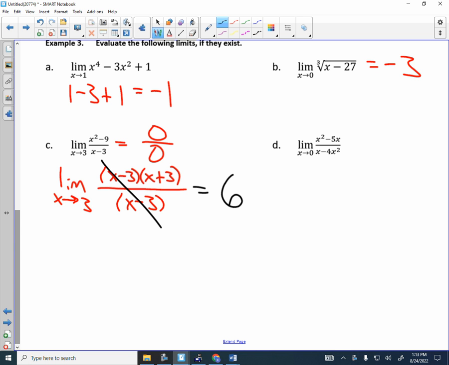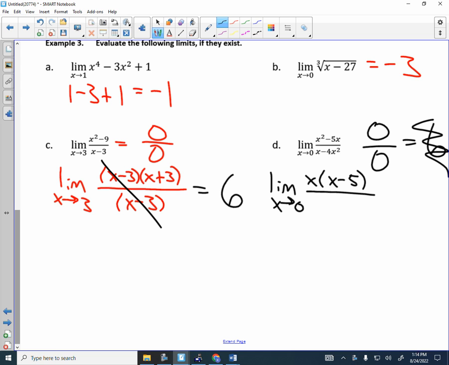Let's try this one. I plug in 0. What do you get in the top? 0. What do you get in the bottom? 0. Huh. Well, maybe I should just write 6 because that's what the last one was. No, that's like dum-dum math, right? Get out of there. So what do you want to do to the top? Take out an x. What are you left with when you take out the x? x minus 5. What do you do to the bottom? And you're left with?